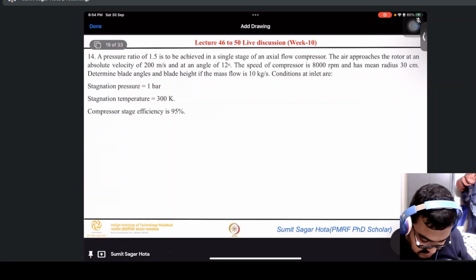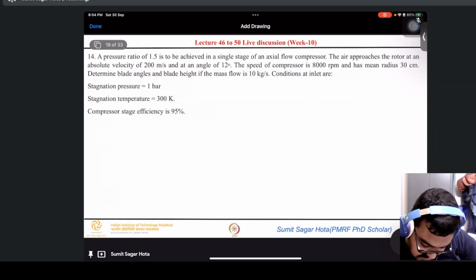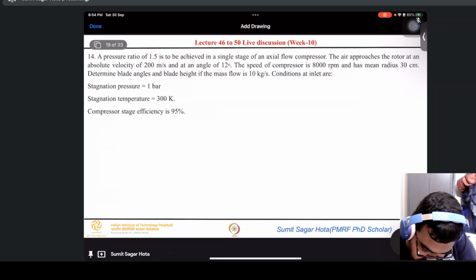Now, a pressure ratio of 1.5 is to be achieved in a single stage of an axial flow compressor. The air approaches the rotor at an absolute velocity of 200 meters per second.